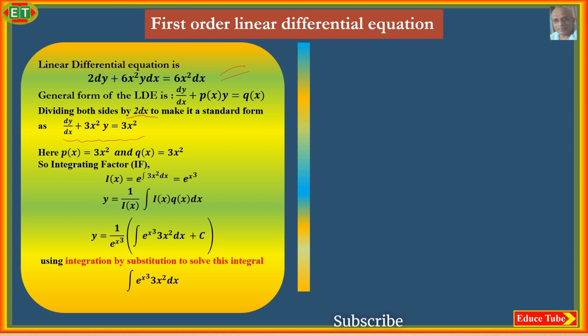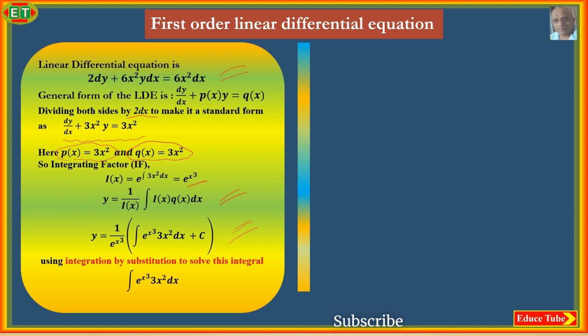Now we can identify P(x) and Q(x). How? Seeing the position of this P(x) and Q(x), right away we can write P(x) equal to 3x² and Q(x) equal to also 3x². Now integrating factor, we know the formula, e to the power integral P(x) dx. Putting this value, we get result as e to the power x³. So our general solution for a standard form of linear differential equation is this one. Now putting the value of I(x) and Q(x), it appears like this.